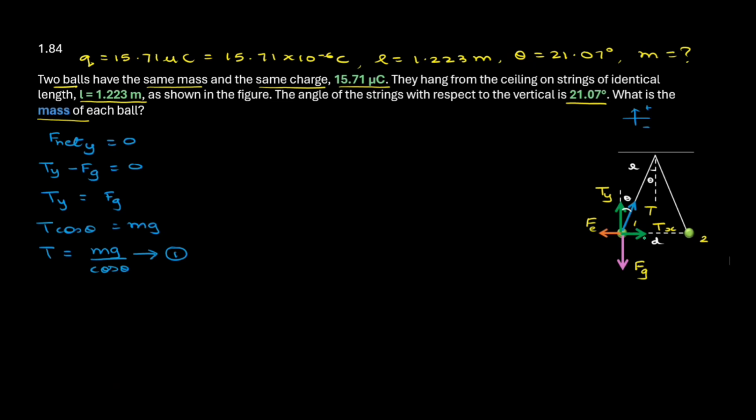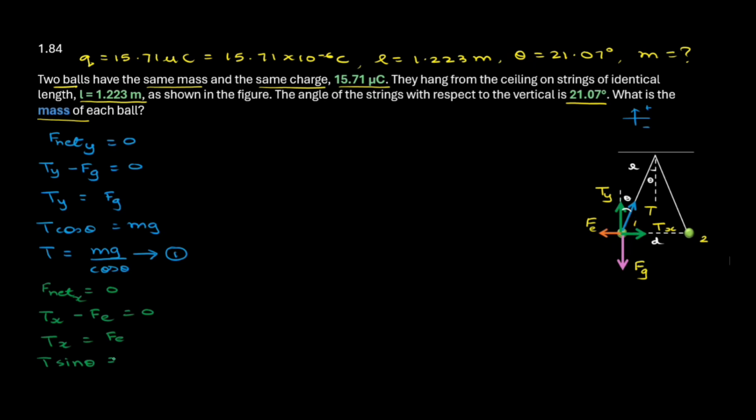Now we do the same thing along the x-axis. Again, net force along the x-axis will be equal to 0. There are two forces here, the force of tension along the x-axis and the electrostatic force of repulsion between them. Tension is going to the right, so by convention we take it positive, and Fe going to the left, we take it negative. So we write Tx minus Fe equals 0, or Tx equals Fe. Tension along the x-axis is T sine theta, because it is the side which is away from the angle theta, so we associate that with sine.